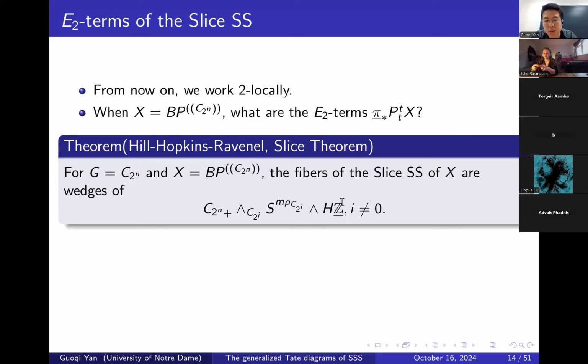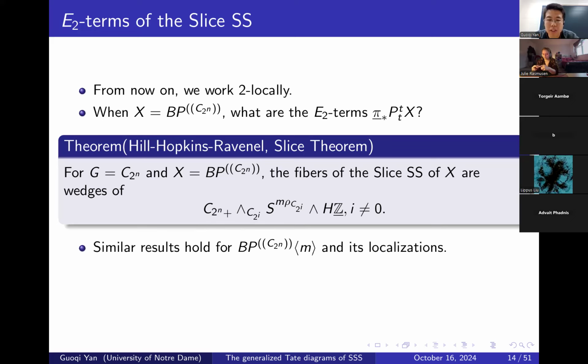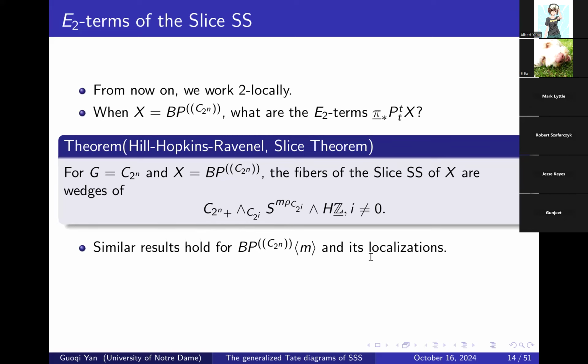HZ is the equivariant Eilenberg-MacLane spectrum, where Z is the constant Mackey functor. So we suspend this spectrum by some regular representation sphere and induce it up. This gives us summations of the fibers. So if we apply pi star to it and play with adjunctions, we will see that this is just the C2^I equivariant homotopy group of HZ. A similar result holds for the truncated version of BP C2^N as well as the periodic versions.